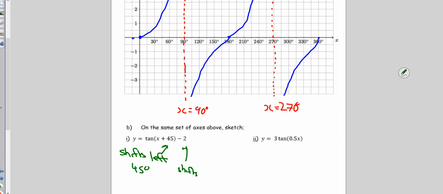So what you could do is, it's a bit of a pain. At least we know the asymptotes. We know the asymptotes for this one will shift left 45 degrees, so they'll be kind of at the halfway point. So you could shift all the asymptotes. The period's still going to stay the same because the number in front of the brackets is still 1. And each of these little points, we want to shift down 2 points.